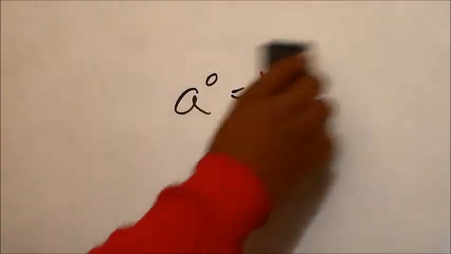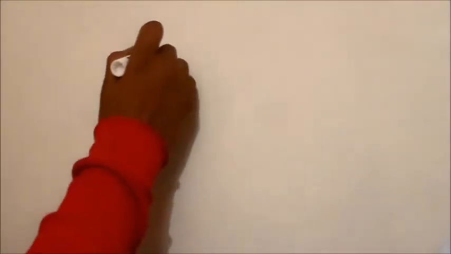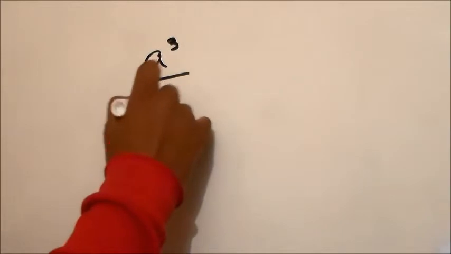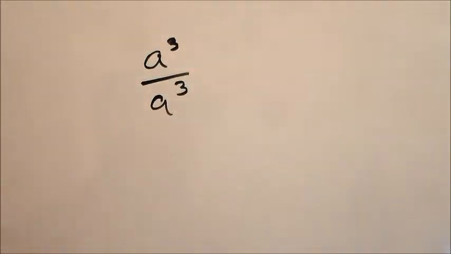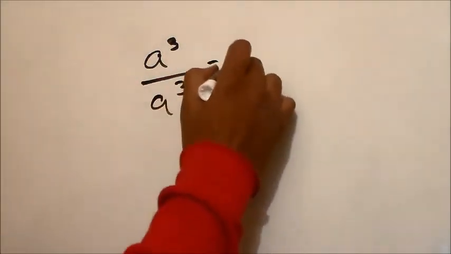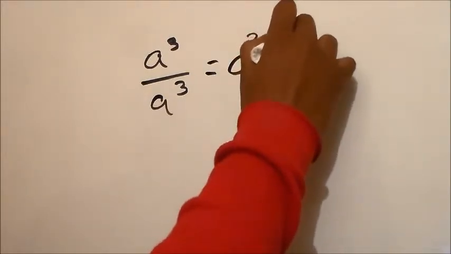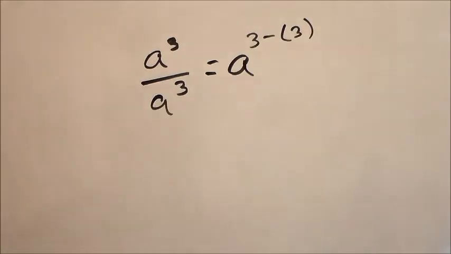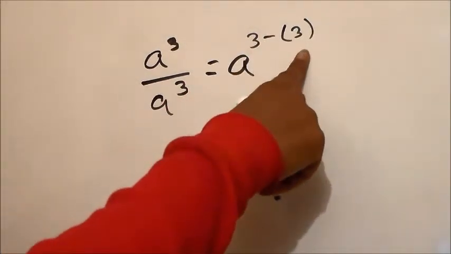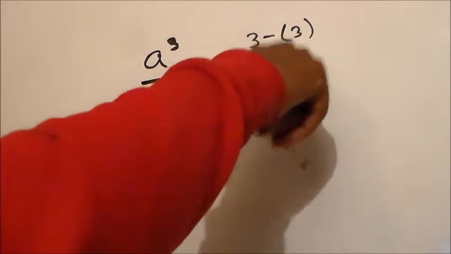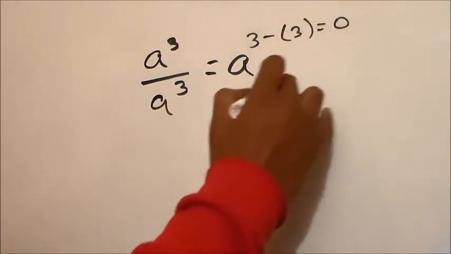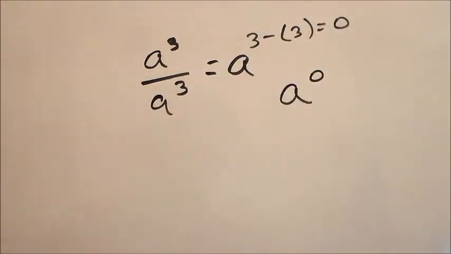And I will give you a visual representation of why it's equal to 1. Let's just say we had the quotient rule. If you looked at my other video on the positive exponents, we have a quotient rule. And what this basically says is that this is 3 minus 3. The negative distributes into the parentheses, and then we actually get a 0.